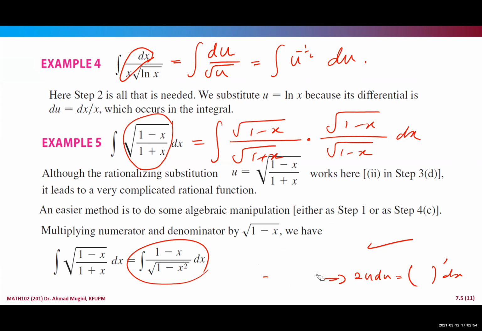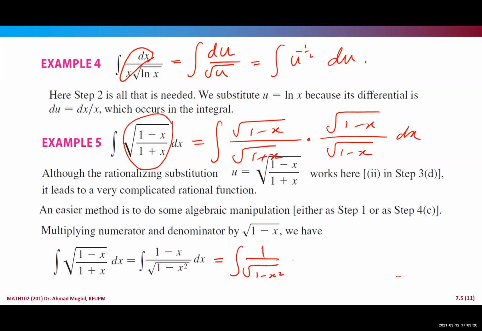Here you have to separate the integral. Yes. Now here we have the square root of 1 minus x over the square root of 1 plus x. When we multiply this by this, we will have the radical gone, and we have 1 minus x, and this is the square root of 1 minus x squared. Now, of course, you can write this integral as two integrals. So this will be the integral of 1 over square root of 1 minus x squared minus the integral of x over square root of 1 minus x squared dx.